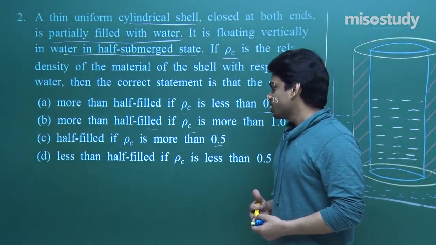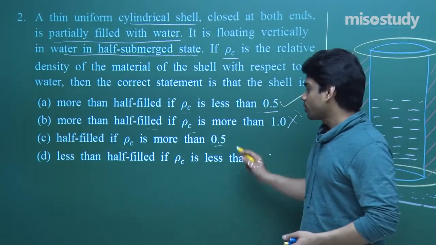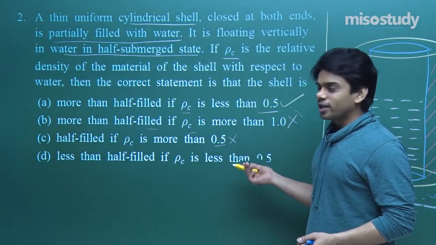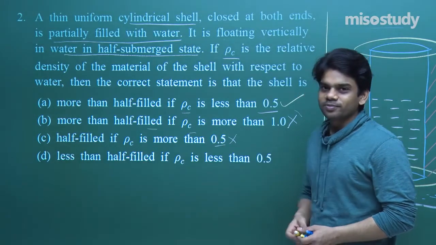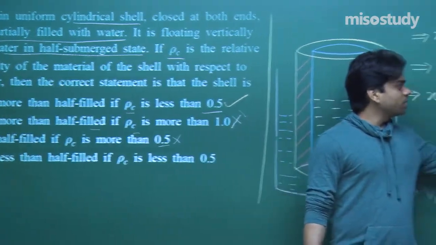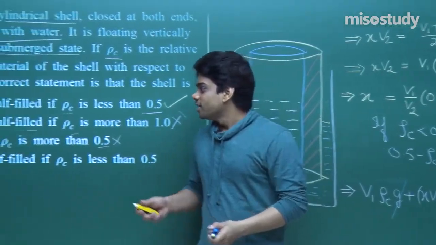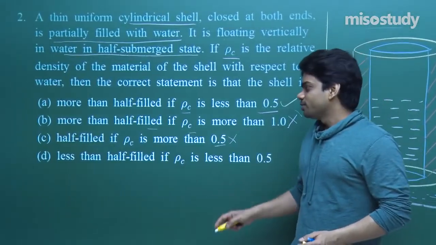C, half filled if rho c is more than 0.5. Not a possibility. We have already checked. If it's more than 0.5, then it cannot be half filled, because for half filled you need this to be 0. The rho c should be equal to 0.5. Because rho c is more than 0.5, it cannot be half filled.